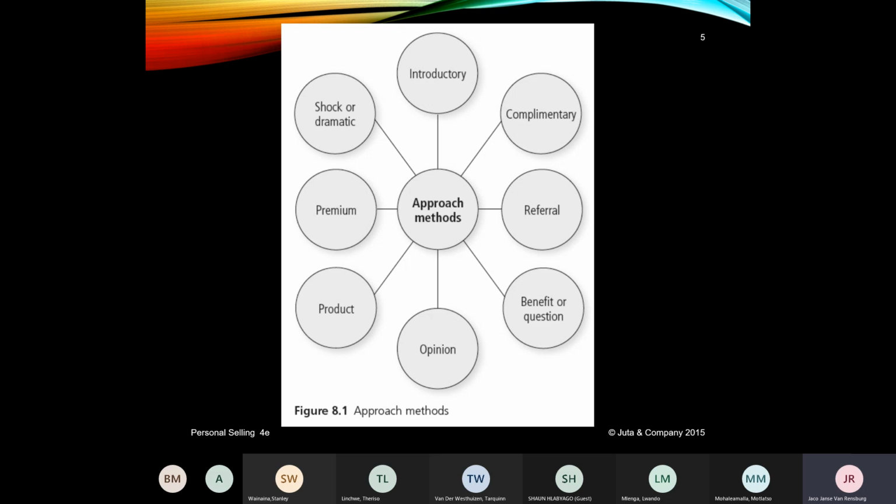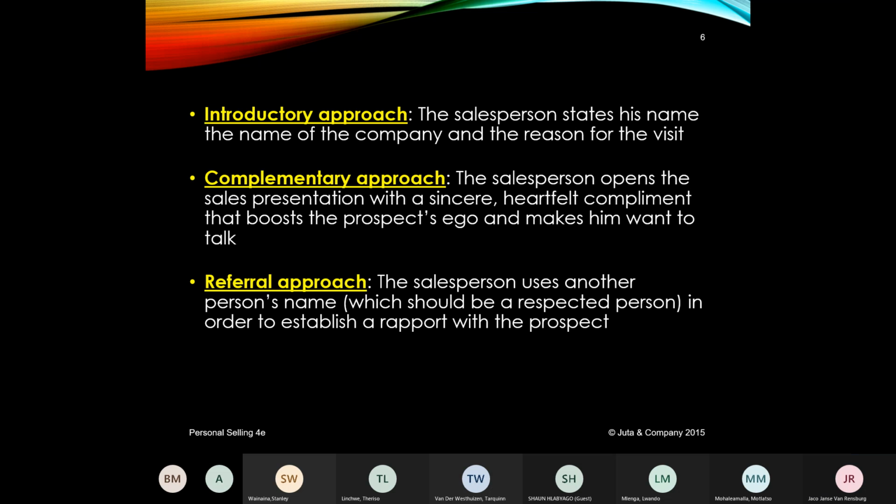Right, we'll look at the 8. We will start and we'll go clockwise, right at the top with the introductory, complementary, referral, benefit of the question, opinion, product, premium, shock or dramatic approach. Each of these individually we'll look at in the next couple of slides. Right, let's start with the introduction approach.